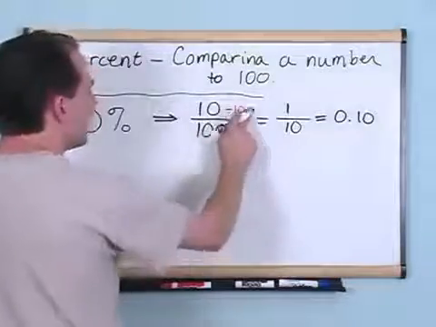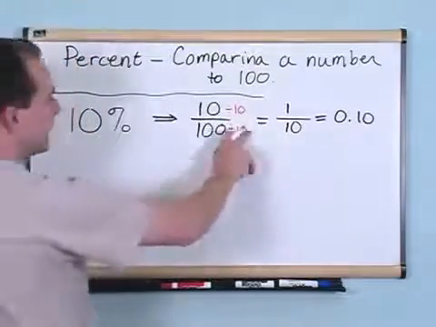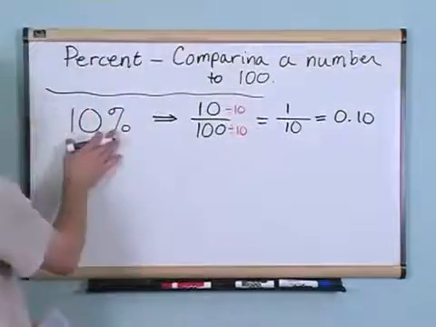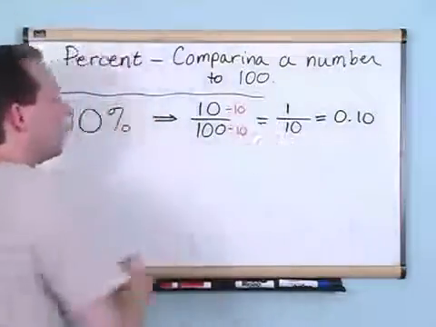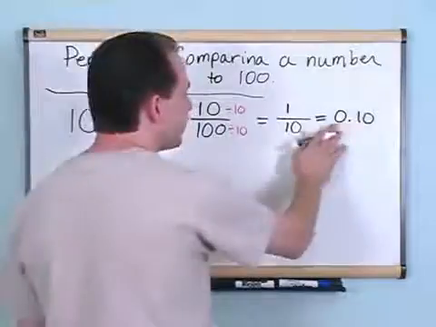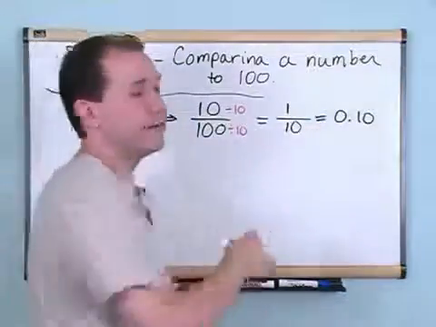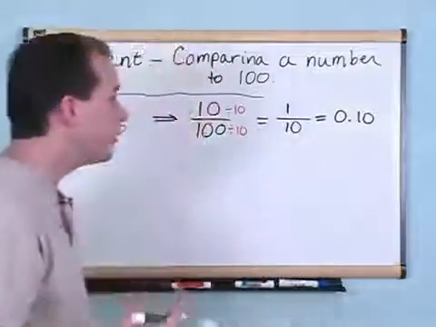Now I can simplify this fraction by dividing by 10 on the top and the bottom, and I get 1/10, okay? So 10% is the same thing as the fraction 1/10. And I know from my decimals that if I do this long division, 1 divided by 10, it will be 0.10.